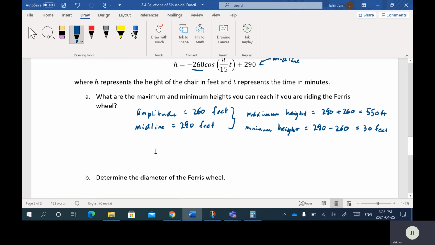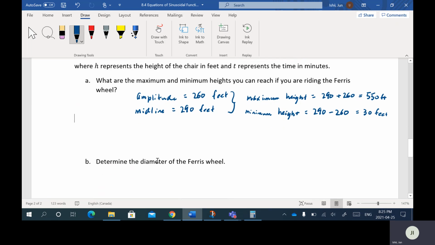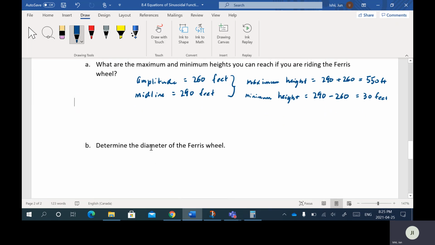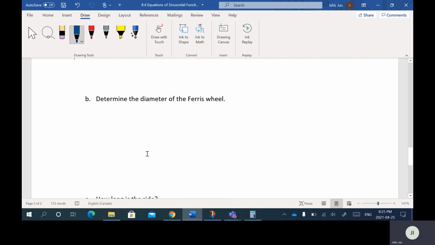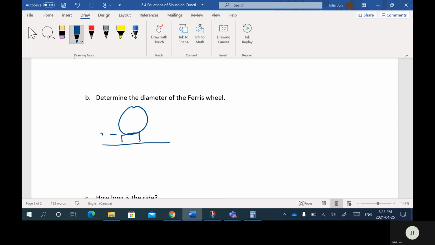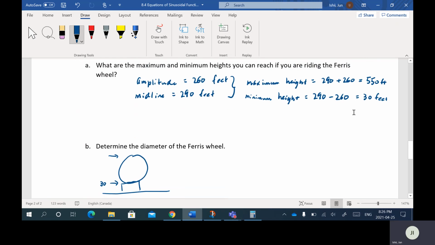Next up, determine the diameter of the Ferris wheel. If I do a quick sketch of the Ferris wheel, you get on at the bottom. The bottom is still 30 feet above the ground. Up here was, what was it, 550. Yeah, 550.